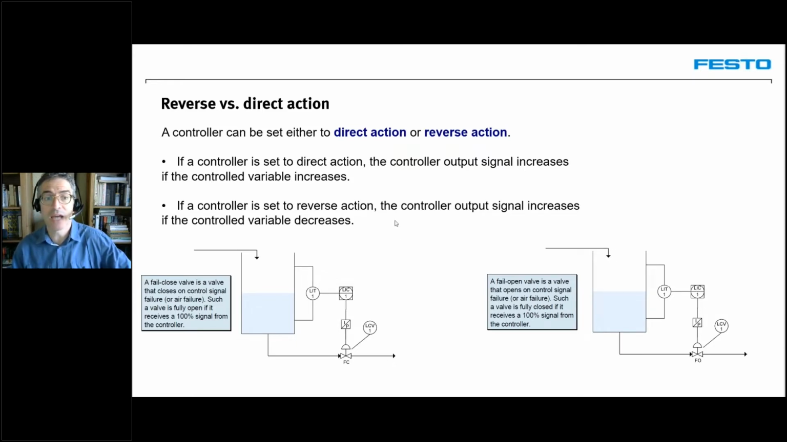So of course, the action of the controller will be completely opposite in these two cases from the same scenarios. To achieve the same result on the level, it will need to send an opposite signal to this valve and this valve, because of the nature of the valve. So direct or reverse action.